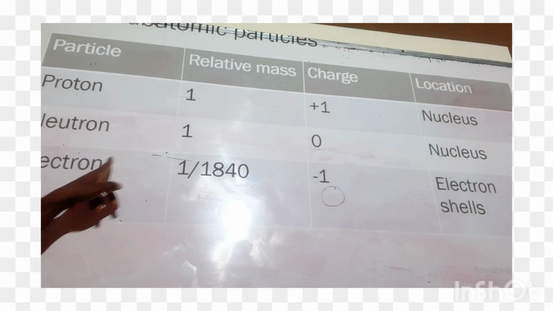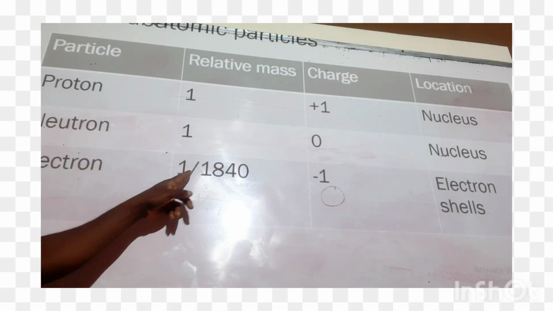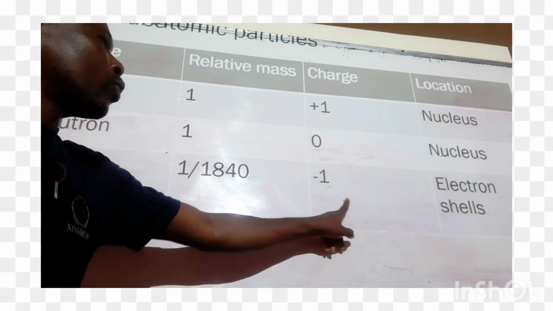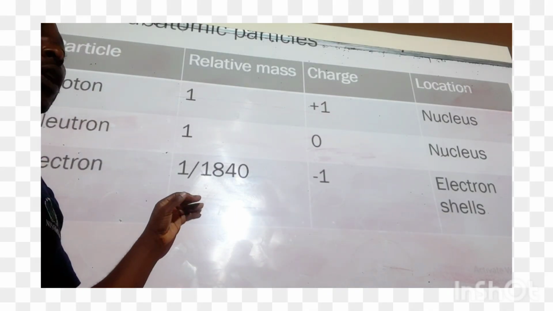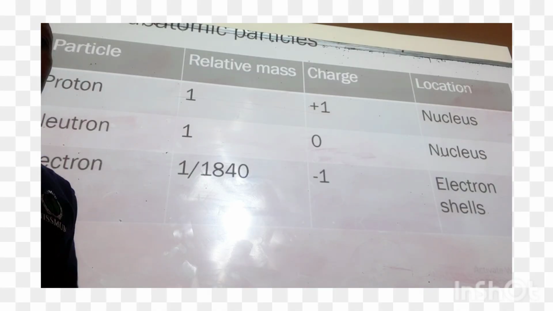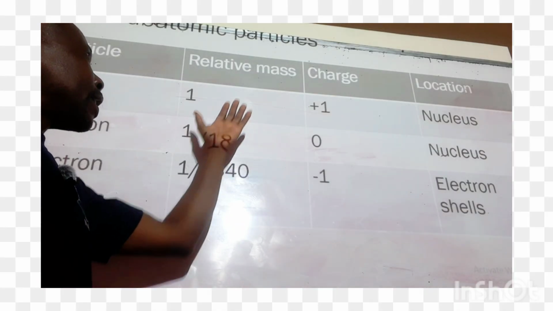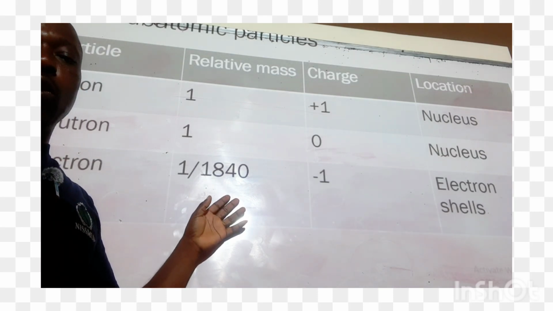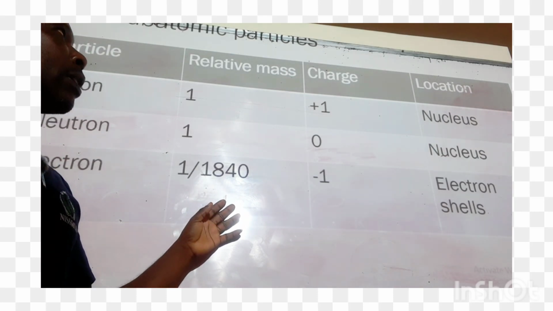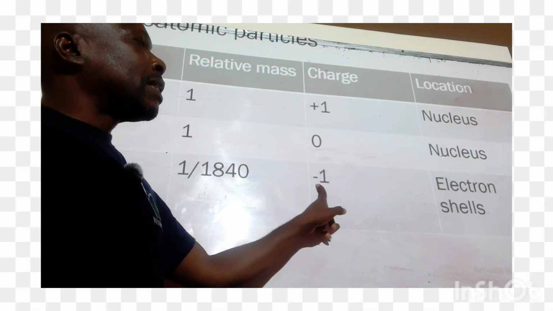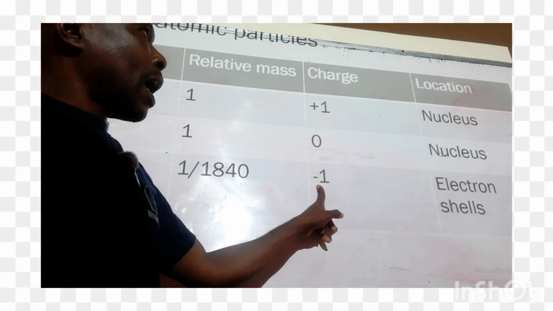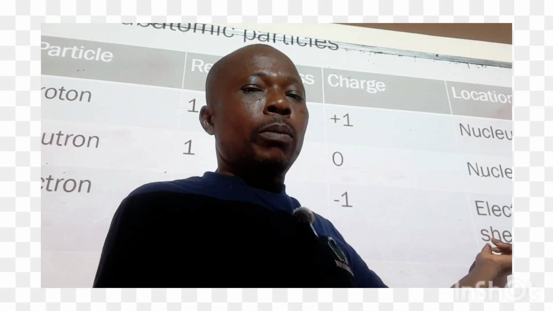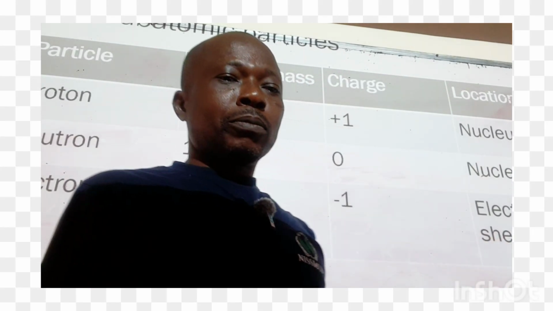The electron has a negligible mass of 1/1840, so small that you can say the mass of the electron is negligible. It is acceptable in an examination: if you want to identify the particle here and you decide to write negligible as the relative mass, you'll be marked correct. Now the charge is -1 and the location is the atomic shells, or what we call the orbit.